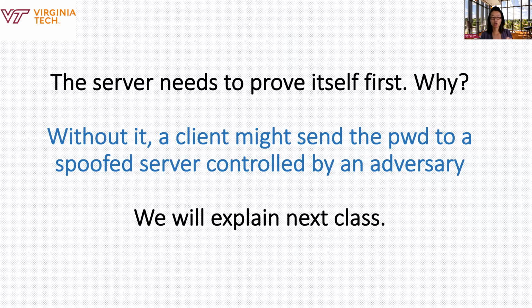The server has to show, hey, I'm Amazon. Hey, I'm Bank of America. Hey, I'm vt.edu. I'm google.com. Because if the server does not prove itself, the client cannot release the password. And so you just need to invent a way for the servers to prove themselves.